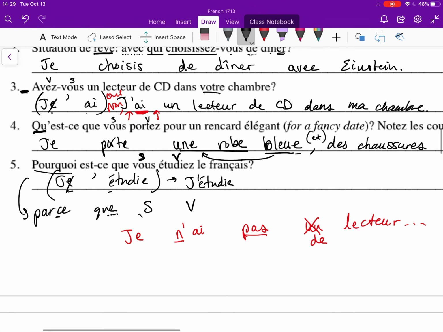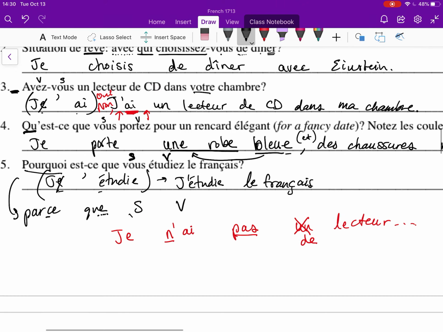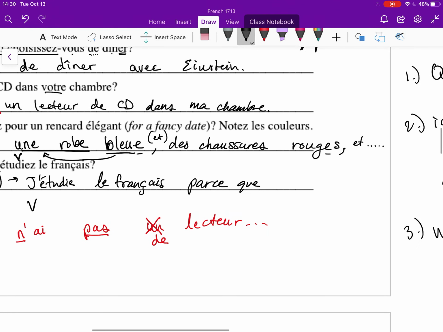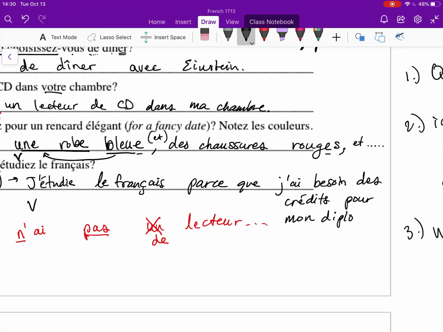J'étudie. What am I studying? Le français. Just copy paste it down. Make sure to copy it down correctly, accents and all. Then you explain why. Parce que, and you get to choose whatever you're describing for your reason, subject verb. Maybe you say, I need it. J'ai besoin des crédits. I need the credits pour mon diplôme. For my diploma, or something like that.